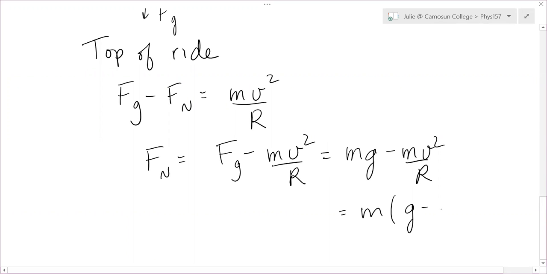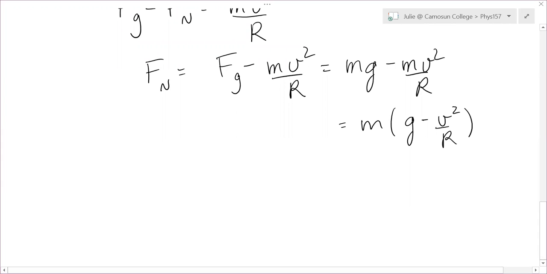Now, if you're not told m, you can always make up any number you want. Use 1 kilogram, because it's the same whatever your mass is. So if it bothers you to do the algebra here and factor out this m, just let m be 1 kilogram. Okay, so that's Fn.